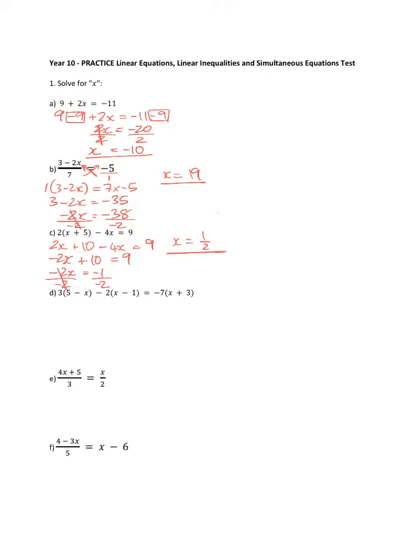Here we've got 3 sets of brackets. Expand them all. 3 times by 5 is 15. 3 times by negative x is negative 3x. Negative 2 times by x is negative 2x. Negative 2 times by negative 1 is positive 2. It's the left-hand side done. Negative 7 times by x is negative 7x. Negative 7 times by positive 3 is negative 21. Collect like terms. 15, negative 3x, take 2x is negative 5x, plus 2 is equal to negative 7x take 21.